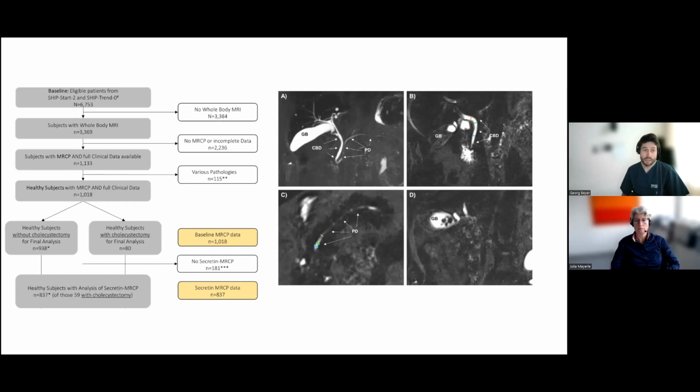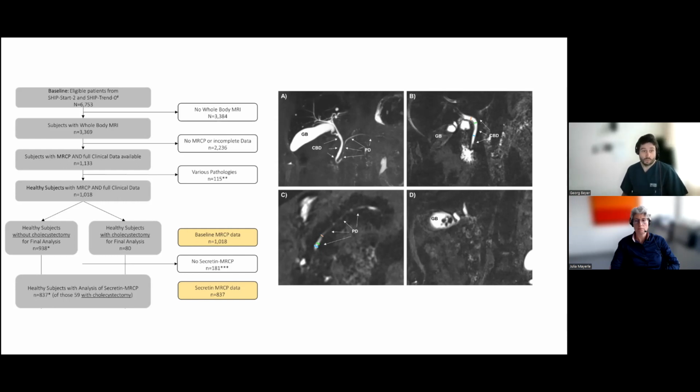An MRCP is a magnetic resonance cholangiopancreatography, so a special imaging modality for visualization of the pancreatic and bile ducts. Of those subjects that had MRCP and full clinical data available, we identified 115 which had various pathologies of the pancreaticobiliary system and were therefore excluded, leaving us with a little over 1,000 presumably healthy individuals with good imaging. And those were then further investigated.